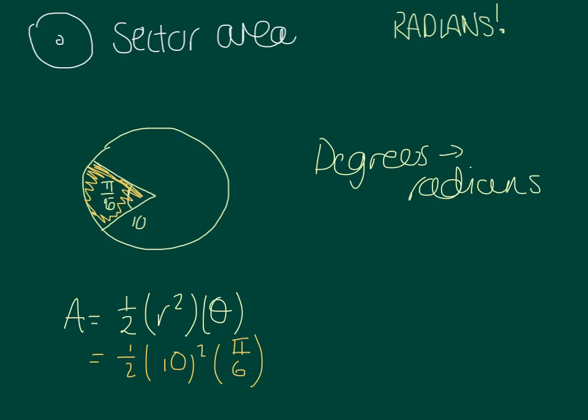Or they might say giving it in exact form, which would mean leaving it in pi. And if we leave it in pi, we've got half of 100, which is 50, times pi over 6, so 50 pi over 6, which we can cancel down to 25 over 3 lots of pi. And that is the area of that little sector there, so that slice of our circle.